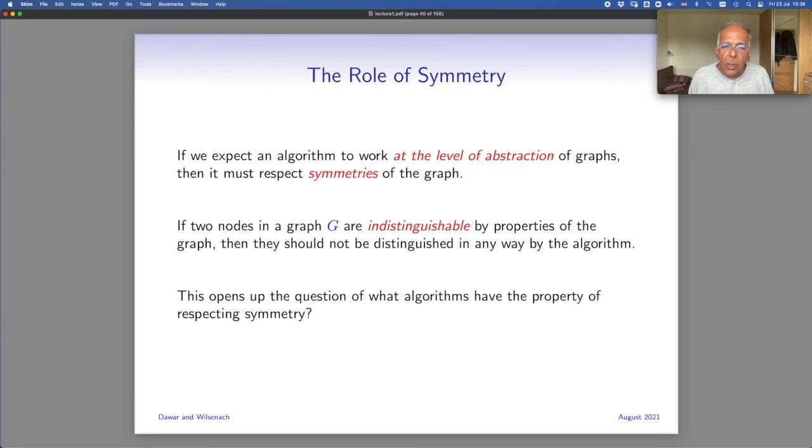It raises an interesting question. What algorithms have this property of respecting symmetry? Okay. How severe a restriction is this on our ability to write algorithms? Because I just gave you an example of a natural graph matching algorithm which is not symmetric in this sense. That's a sort of key part of what we'll be exploring.